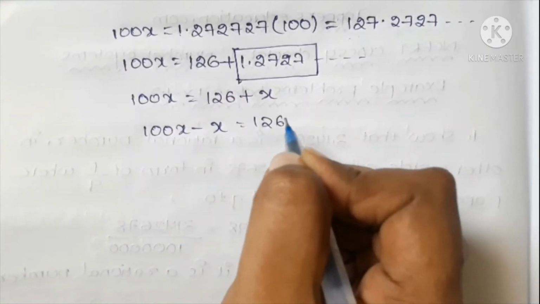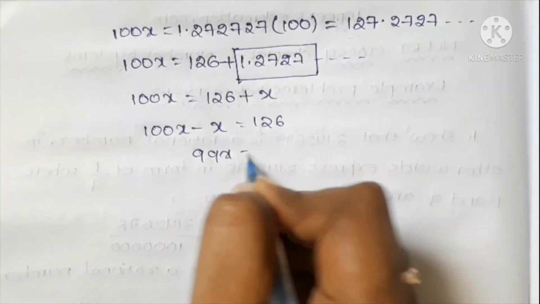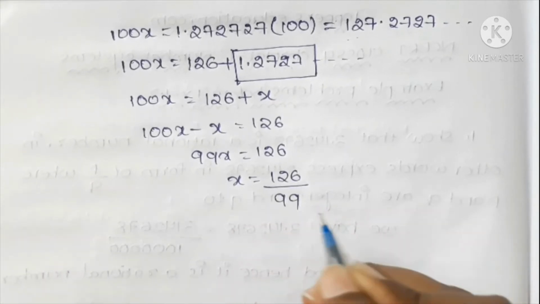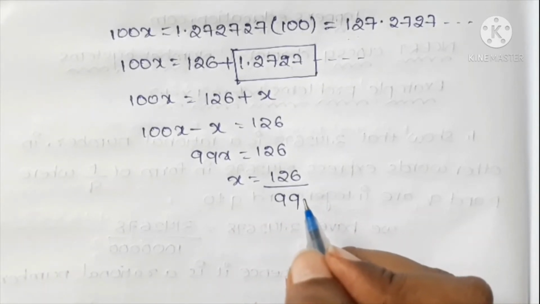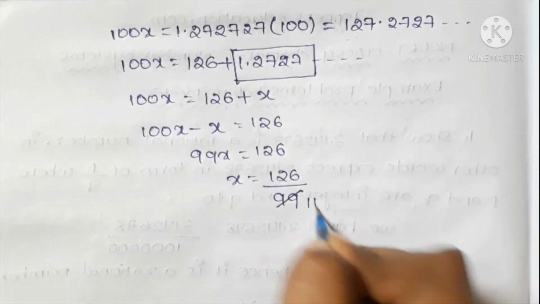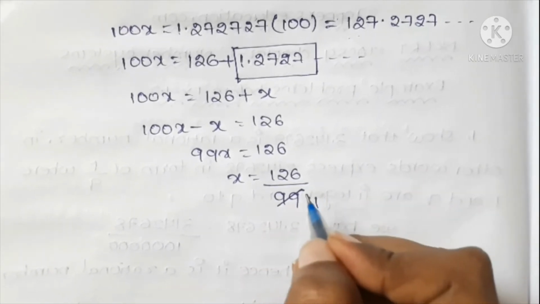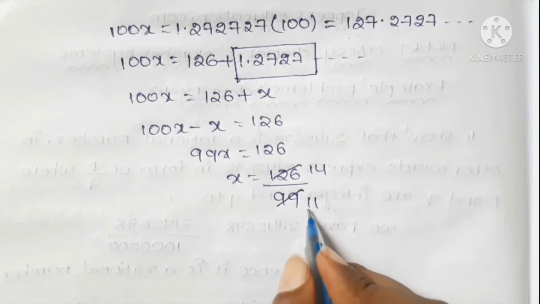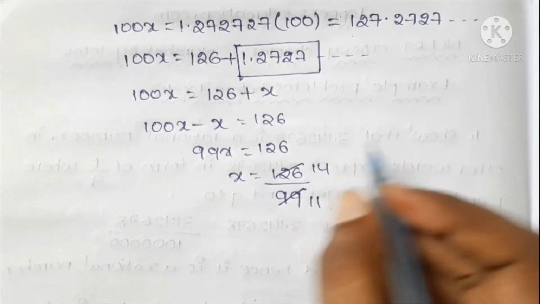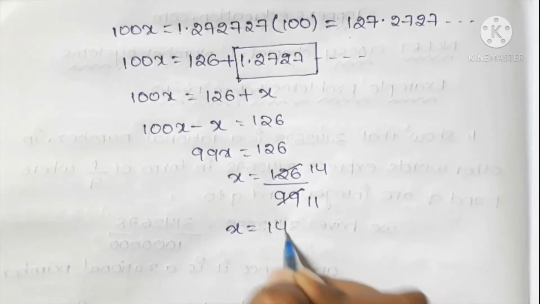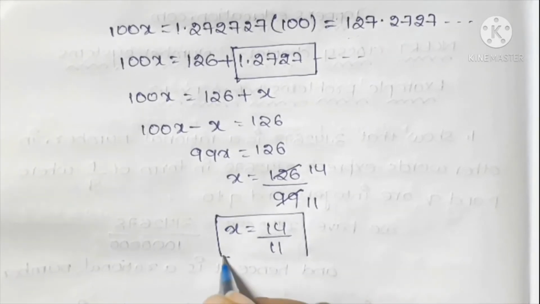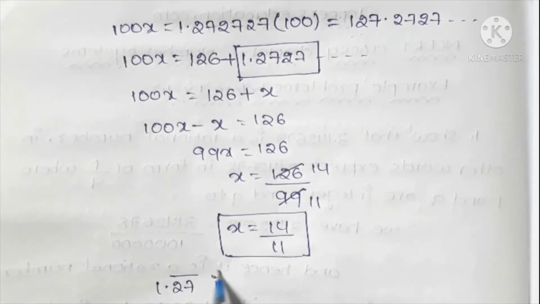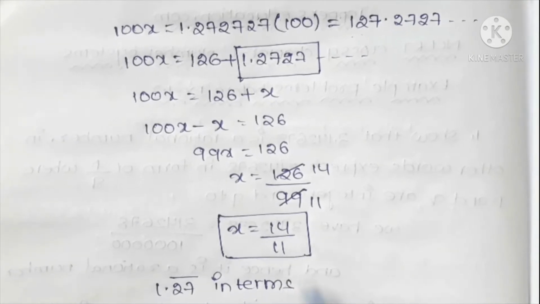Now this x that is present on the RHS should be taken to the LHS, that is 100x minus x equals 126, that is 99x equals 126 and x equals 126 by 99. It is cancelled by 9, that is 9 11s are 99 and 9 14s are 126, that is x equals 14 by 11, and this 1.27 bar can be expressed as a rational number, that is x equals 14 by 11.